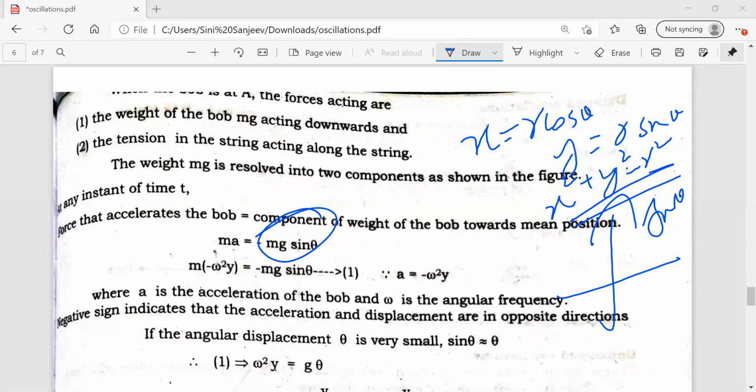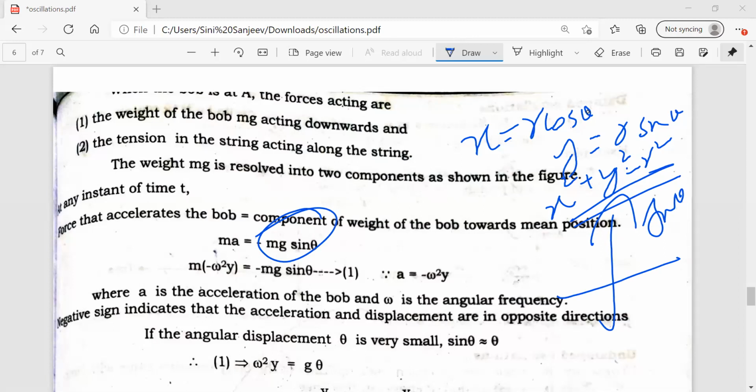Is force a scalar or vector quantity? Everyone can tell the answer. Is force, a very simple question. Is force scalar or vector? Very good. Vector quantity.